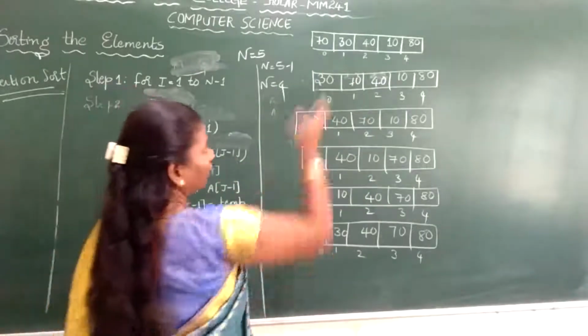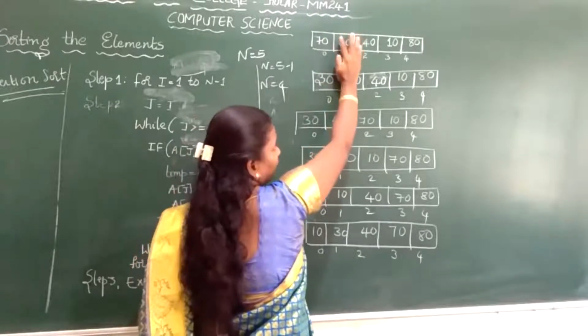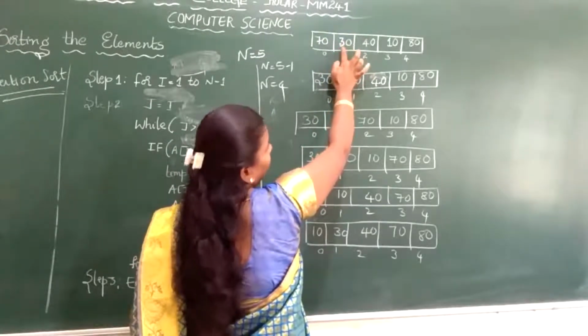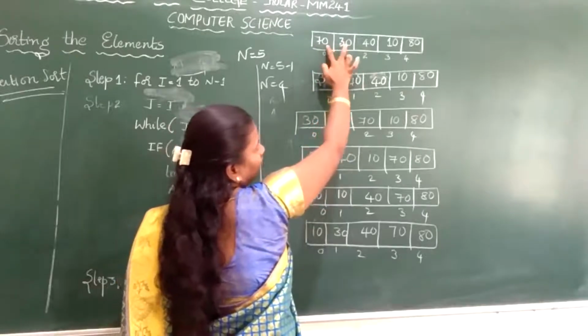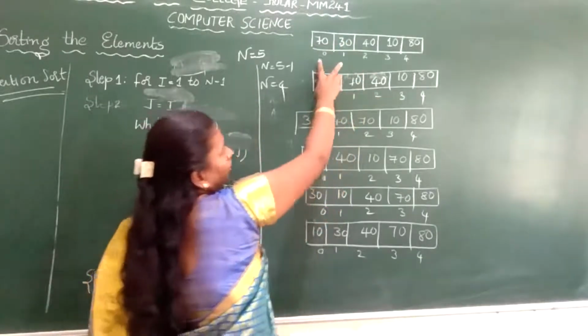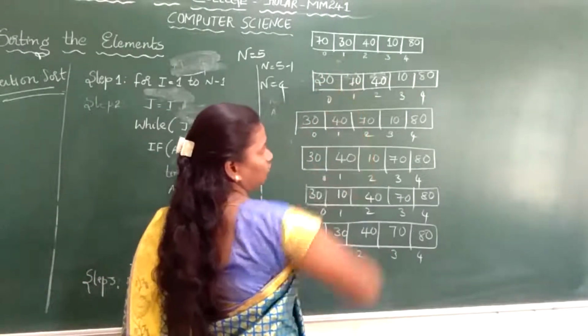Why? Because initially we will assume this 0th place, 70, is in the correct place, and we will check it with the first element. What is the first element? 30. Is 30 less than 70? If the condition is true, we will do the swapping, else we will not. So here the condition is satisfied, yes, 30 is less than 70, so we did the swapping.